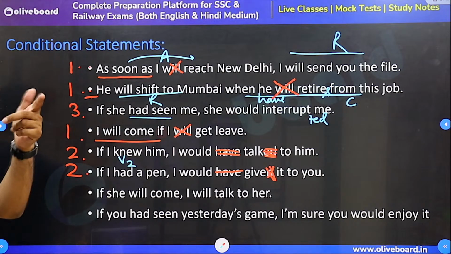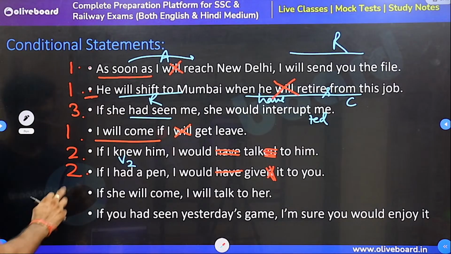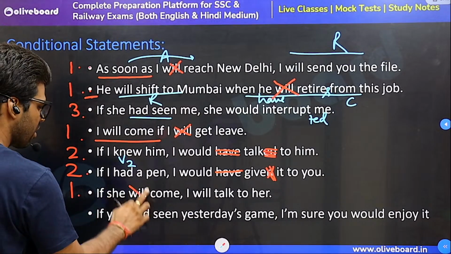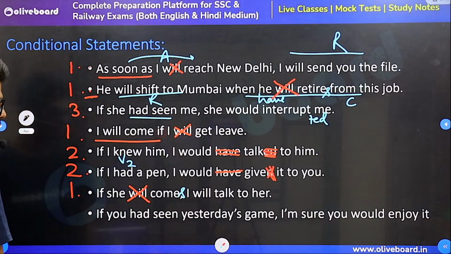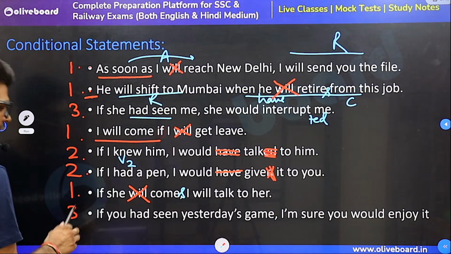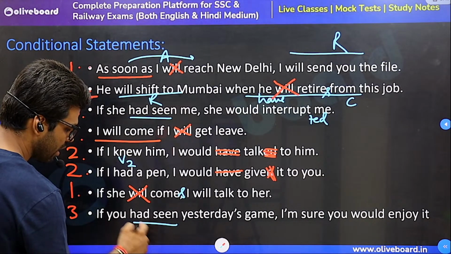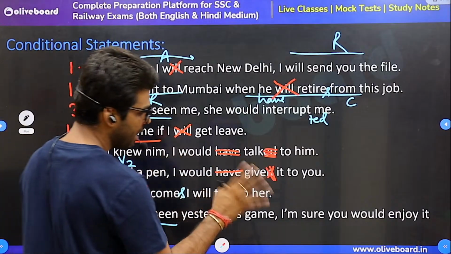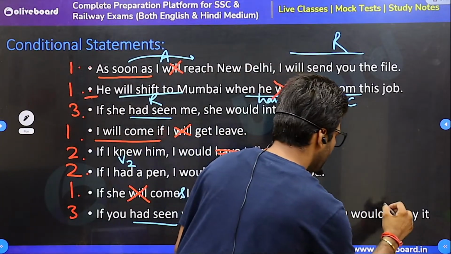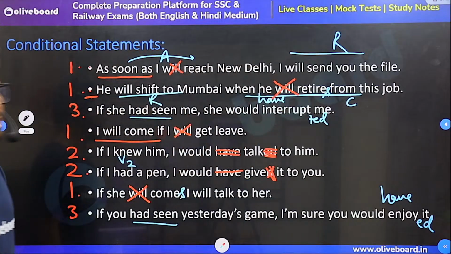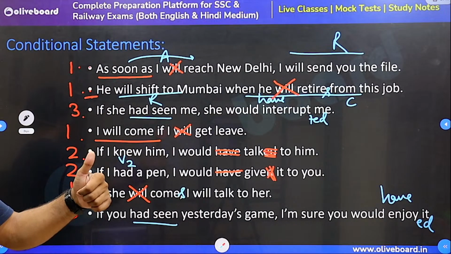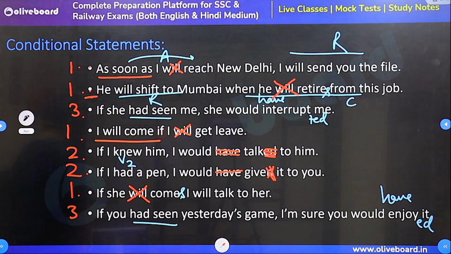If she will come, I will talk to her. First conditional again, conditional clauses can never be in future. If she comes, we'll talk to her. And third conditional again. If you had seen the injured, had in a third form here, had in a third form here also. You would have enjoyed and such. Going ahead, if you have any objection, feel free to say.